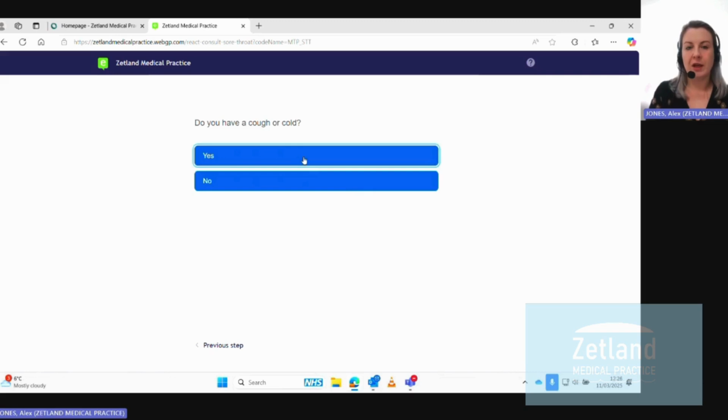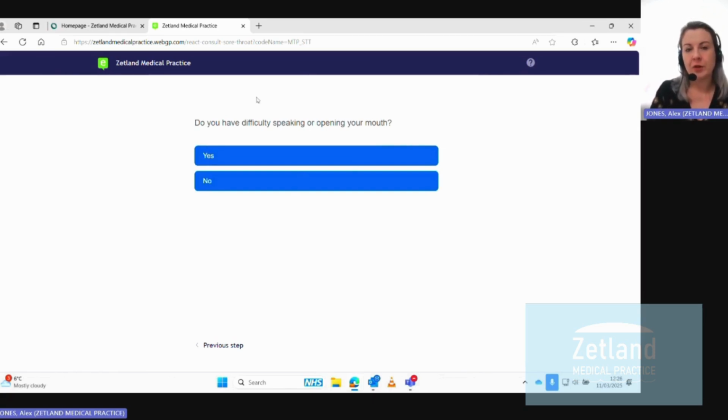Cough or cold? Yes. And how long have you been coughing for? So again, more than 3 weeks would be more worrying. We'll say less than 3 weeks. Are you coughing up any mucus? No. Blood? No. Do you have a hoarse voice? No. Any difficulty speaking or opening your mouth?